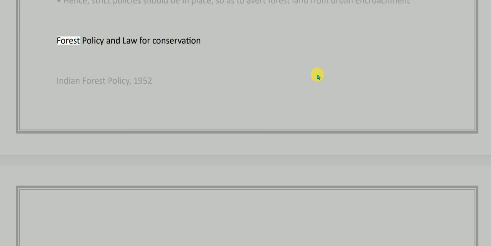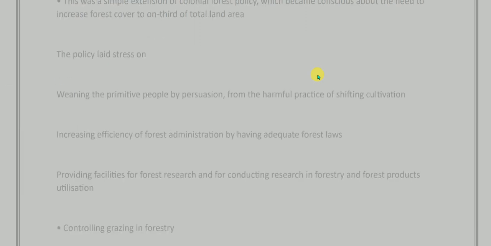Forest Policy and Law for Conservation. Indian Forest Policy, 1952. This was a simple extension of colonial forest policy, which became conscious about the need to increase forest cover to 1/3 of total land area.